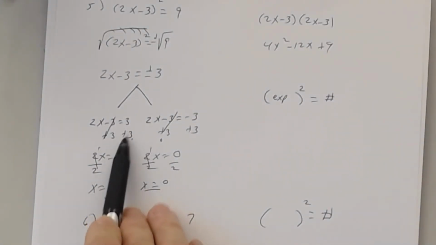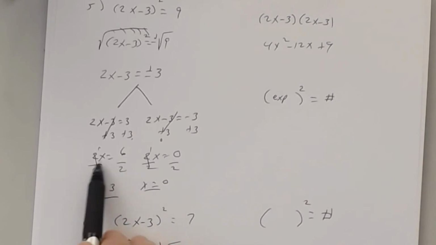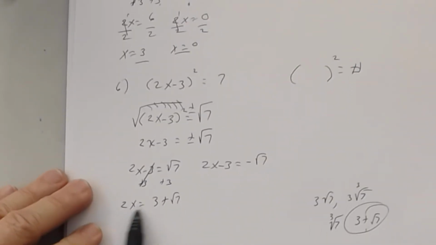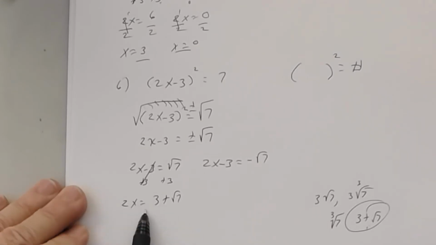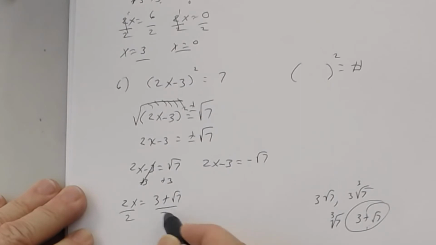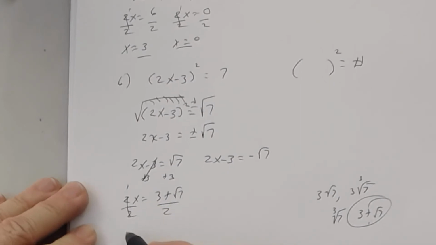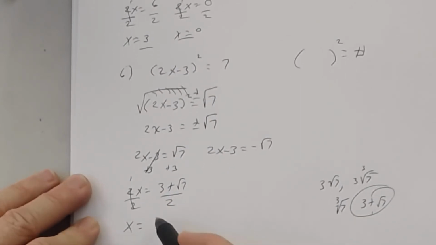And now, when we did this one, when I said 3 plus 3 is 6, what was the next step I did here? Divide by 2. So when I do this step, what should I do next to get x by itself? Divide by 2. So my solution then is x equals 3 plus the square root of 7, divided by 2. So that's one of my solutions.